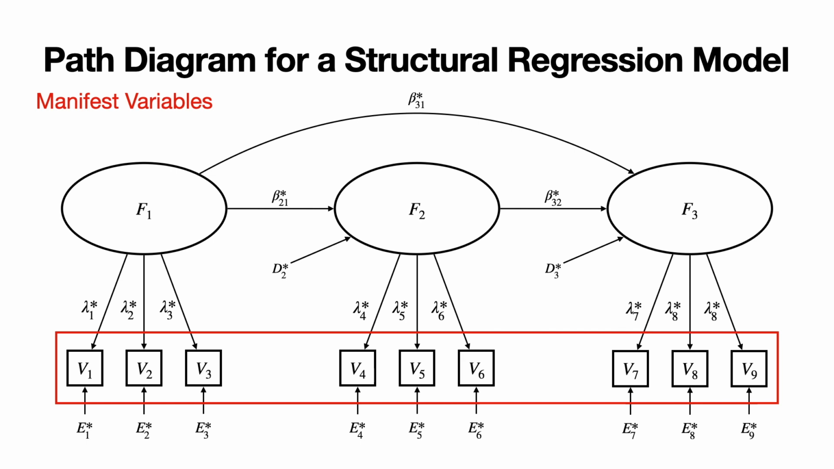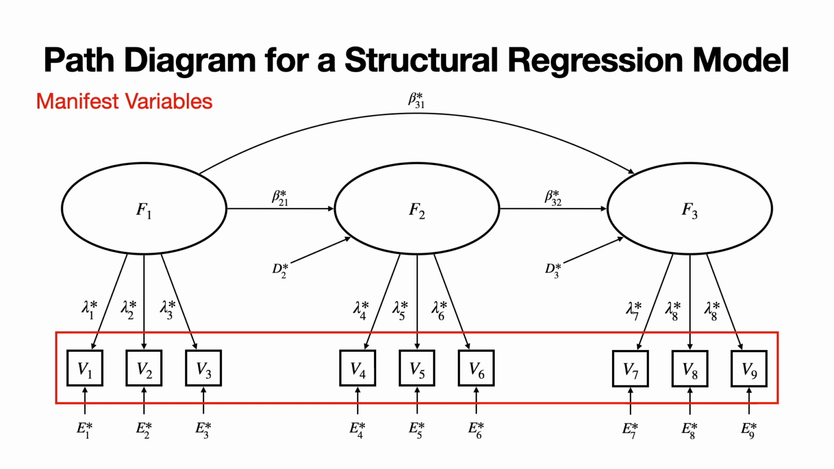V4, V5, and V6, which are the figural relation scores during the junior year, are allowed to be impacted by F2, the figural relations ability during the junior year. And then finally, V7, V8, and V9, the figural relation scores during the senior year, are allowed to be directly impacted by F3, the figural relations ability during the senior year.